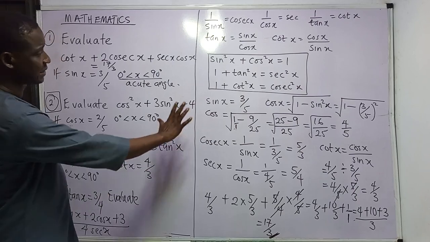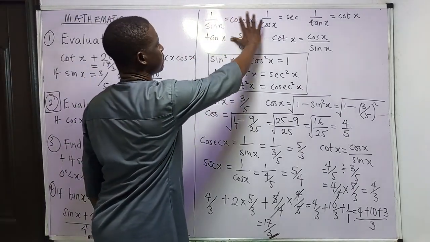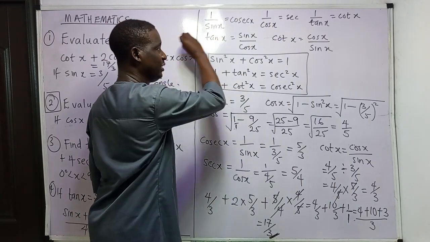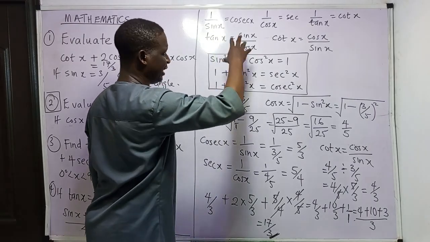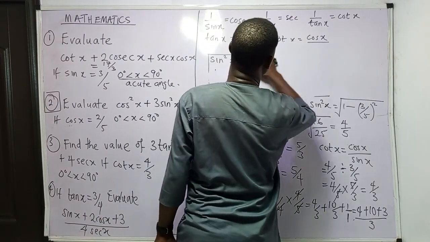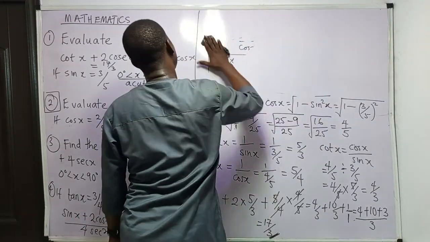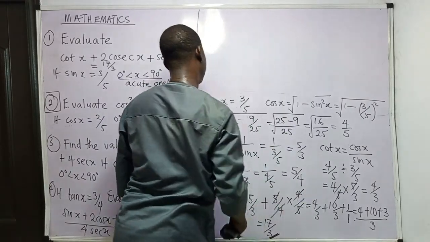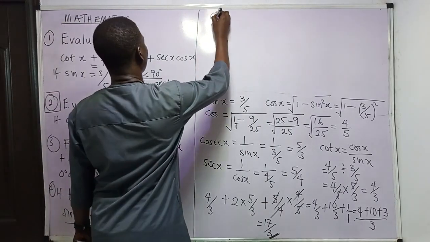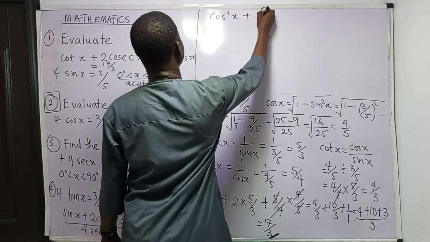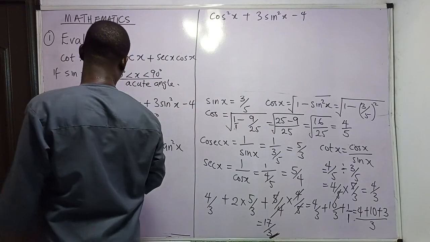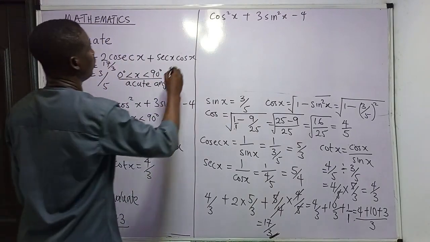But before we go, I believe that you should master this part. Very important to be able to comprehend and enjoy your question on 3.1. So that is just that. Now, let's go to number 2. Let's go to question 2. Question 2 says evaluate cos square x plus 3 sine square x minus 4, still acute angle.